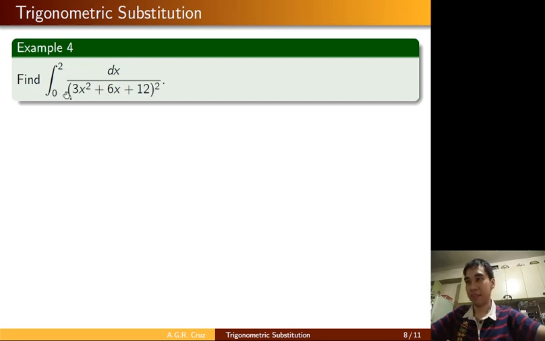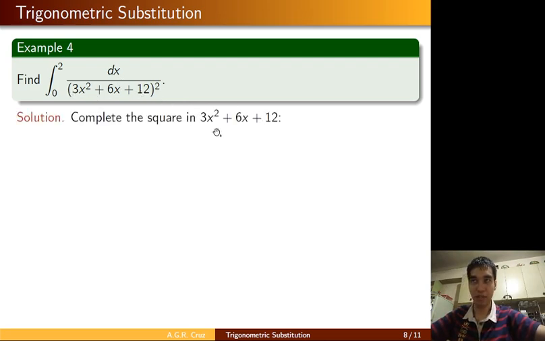So again, it's similar to the previous example, where you have to complete the square in this trinomial, 3x squared plus 6x plus 12. Let's do that. You have 3x squared plus 6x plus 12. What will happen to that? Let's add and subtract again b squared over 4a.